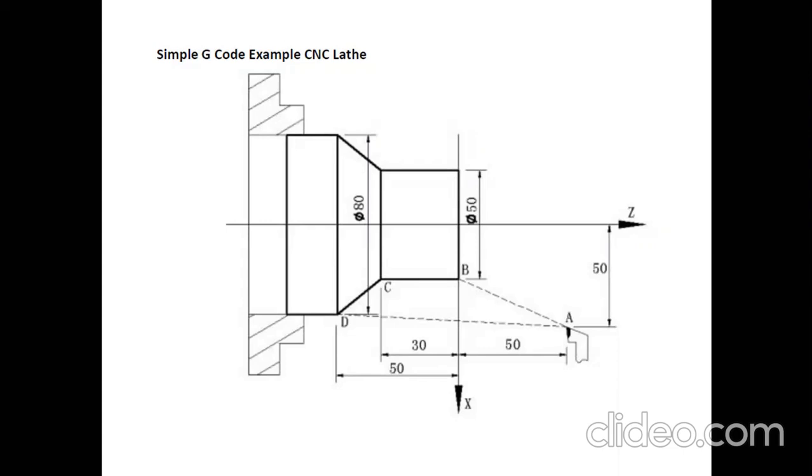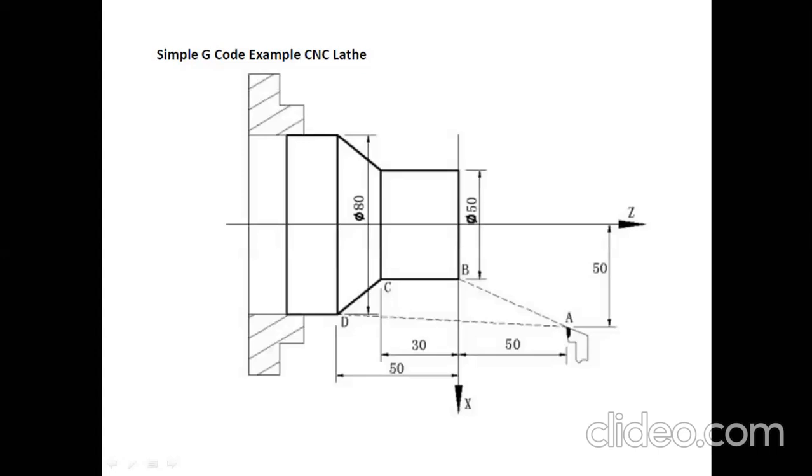Now we will identify how to write the program by using G code and M code. We will see it in detail. Firstly, we have to identify the position of the tool. The position of the tool is at home position. At this location, the cursor represents the home position of your tool.